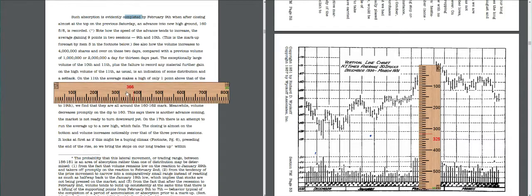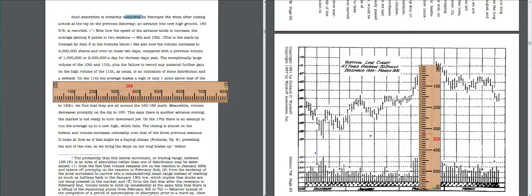What does that mean? It means there's some distribution. Now, this is very important because this is preliminary distribution. And the second thing to note is there's no box. Do you see any point and figure box? There's no point and figure box.